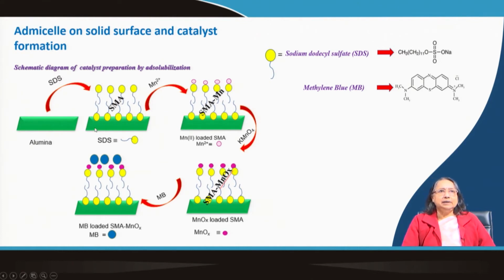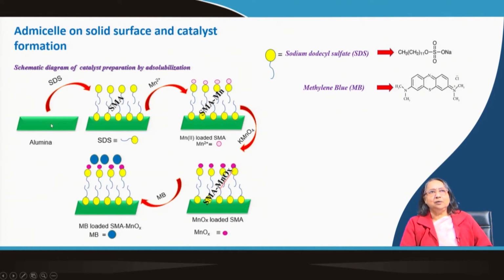So, if the solid surface is positively charged, then the surfactant will arrange itself. The first layer will be like this, then the second layer of surfactant will be like this. Okay. So, basically it is a micelle type structure, but it is adsorbed on the solid surface. And because alumina is modified with SDS, a surfactant, it is called surfactant modified alumina, SMA. So, this is nothing but SMA.